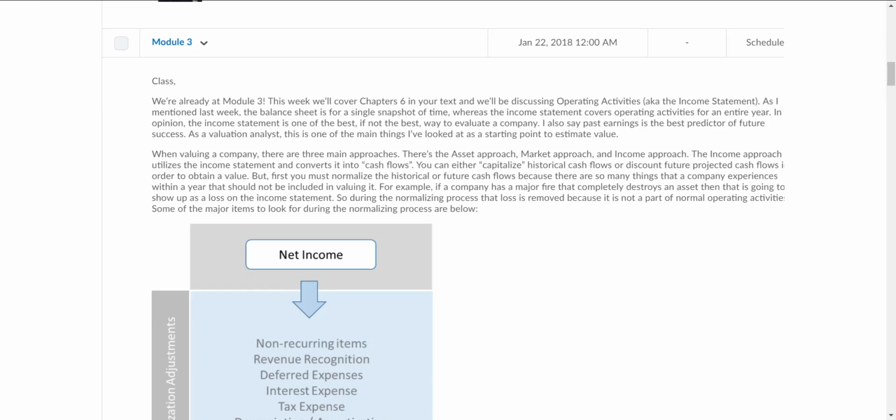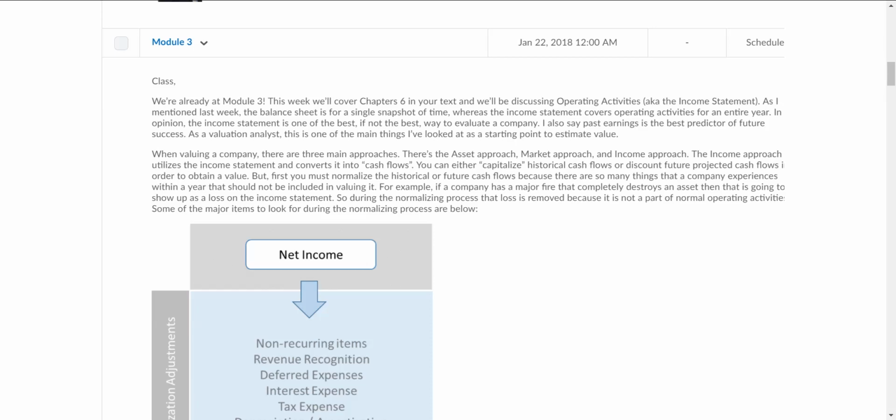This week we're going to be talking about the income statement, or the statement of operating activities. Last week we started talking about the balance sheet. And the balance sheet, of course, as you know, is only capturing a single day in time when the assets and liabilities and equity are measured, whereas the income statement covers the whole period from the beginning of the fiscal period to the end of the fiscal period. So it covers a large period of time. In my opinion, that's a better way to capture company performance.